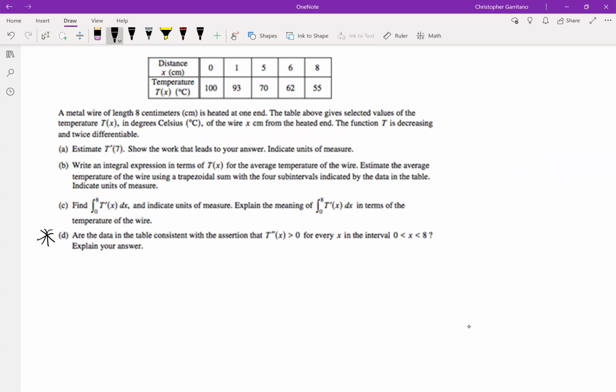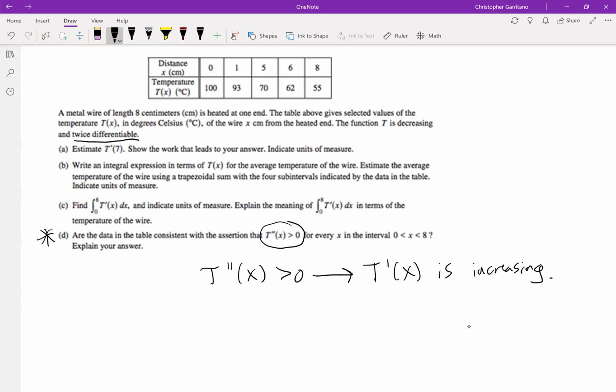I want to make note that we were told that t is twice differentiable. This means that t is differentiable and also t prime is differentiable, and that's going to be important in just a moment. Now, what does t double prime being positive tell us? So if t double prime of x is positive, that implies that t prime of x is increasing.